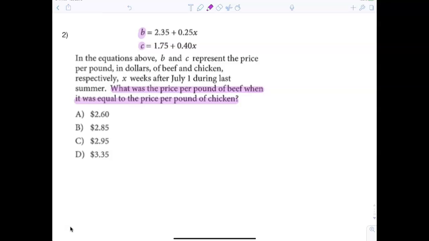Come on now. Again, I know this SAT question is a little bit harder, but does that make sense? They want to know when the prices are equal. So if I want to know when the prices are equal, I set them equal to each other. The chicken and the beef are equal. So we set these equal to each other. Everybody do that on their paper.